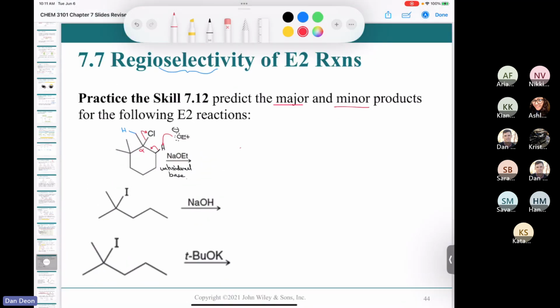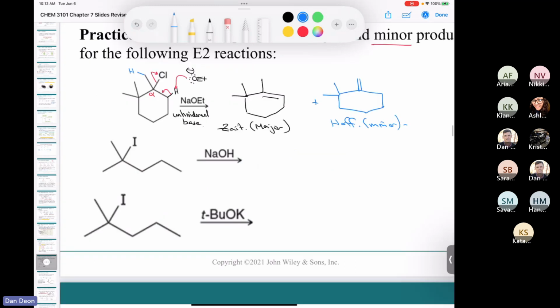Our Zaitsev product is going to look like this, where we have a double bond here, like this. Okay, and then we have these dimethyls. So this is Zaitsev, and this is going to be our major product. The minor product is going to result from pulling off the blue proton, and that would give us this compound. So this is going to be our Hofmann, and this is going to be the minor product, like that.